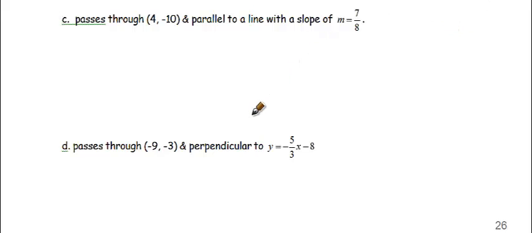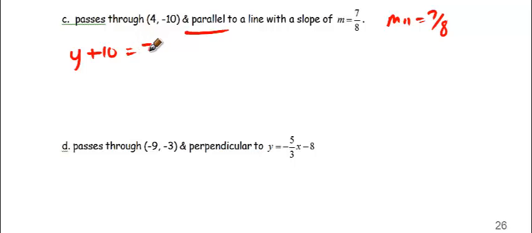Alright, example C is a little bit different looking. It doesn't have an equation, but it does have a definite slope. So what do we know about parallel slopes? They're the same. So the slope parallel is going to be 7 over 8. Okay, so from here we're going to plug into our point-slope form. y minus our y1, which is a negative 10, so two negatives make a positive, equals our slope times x minus x1.